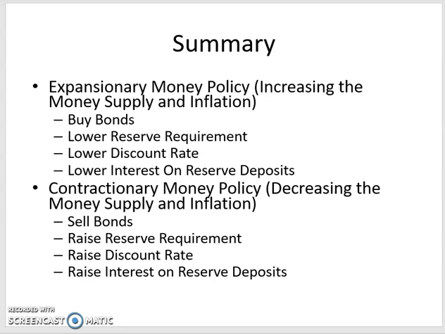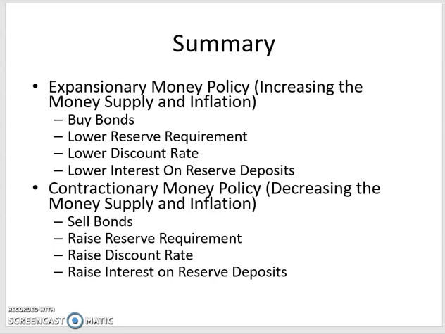Contractionary monetary policy, think about the name, contractionary, right? Contracting. Contractionary monetary policy, or what's called tight money policy, decreases the money supply. And if there's less money out there, that means the money that's out there is going to be more valuable, so it actually decreases inflation. So expansionary money policy creates inflation, increases the money supply. Contractionary decreases the money supply and decreases inflation, right?